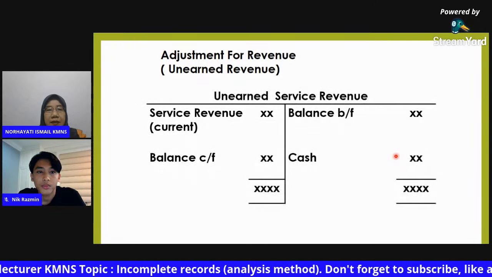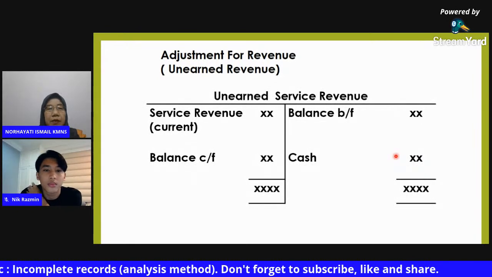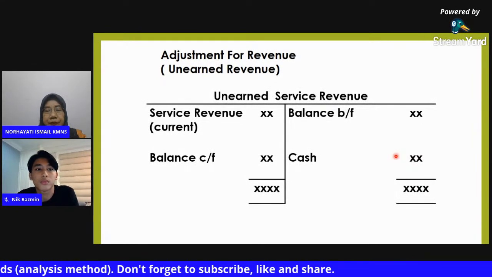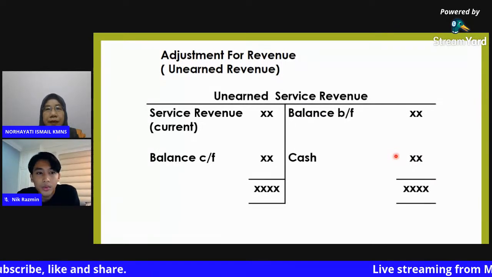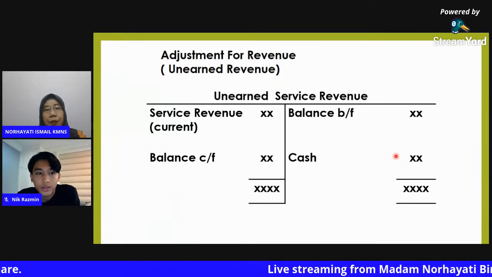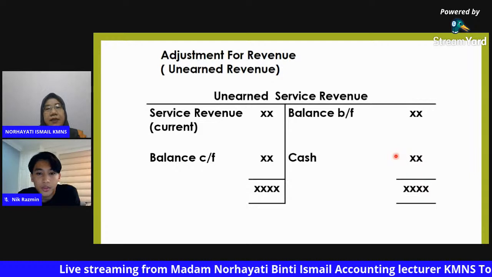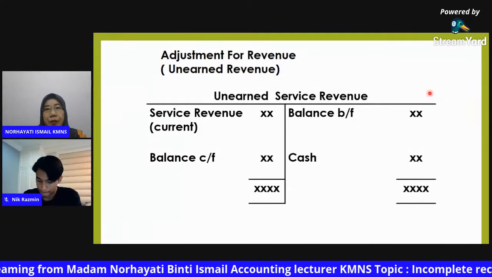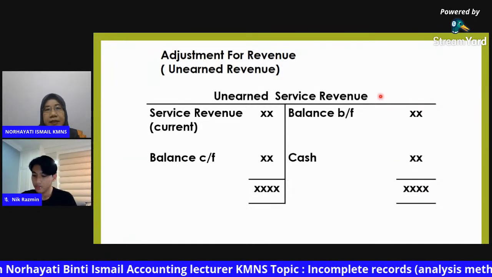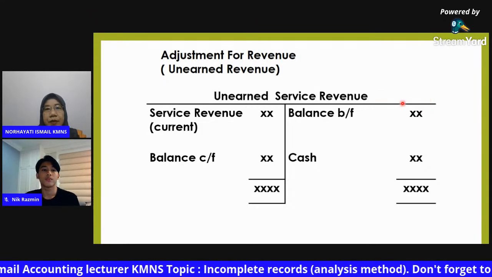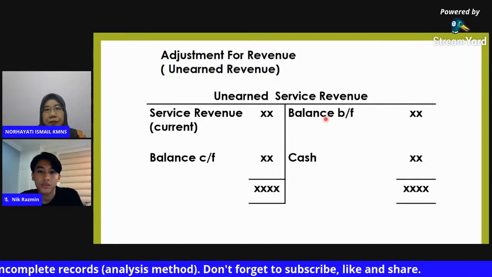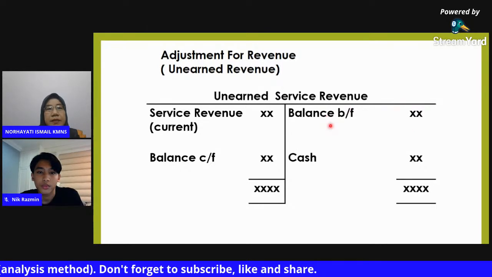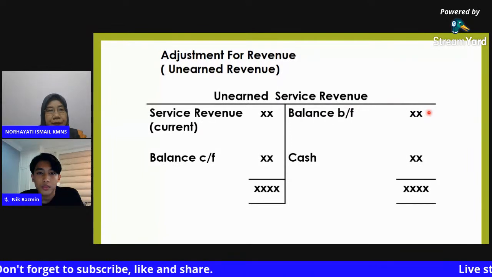Okay, unearned service revenue or unearned revenue. It means that we have received cash from customer, but we have not performed the service yet. This is liabilities. So when we want to record the liabilities, the balance brought forward should be in the credit side. Okay, this one we get the information from question. The second one, balance carried forward.